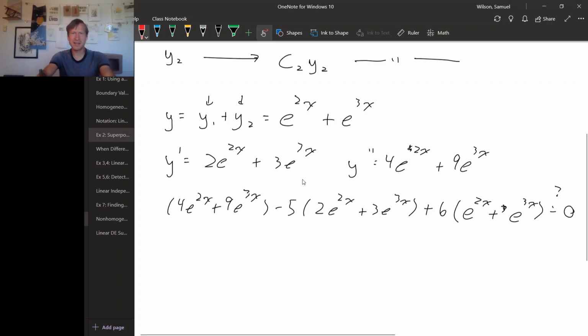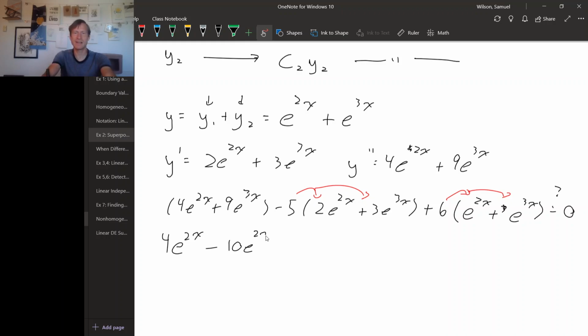Now, here's where the distributing happens, right? We need to distribute these constants like that. So let's gather up all of the e to the 2x's. So we get 4e to the 2x, and then we get minus 10e to the 2x. That's from the second piece. Then from this third piece, we get plus 6e to the 2x. Look, these already add up to 0. Okay, now let's gather up all of the e to the 3x's. So we get 9e to the 3x from this first piece, and then minus 15e to the 3x from the second piece.